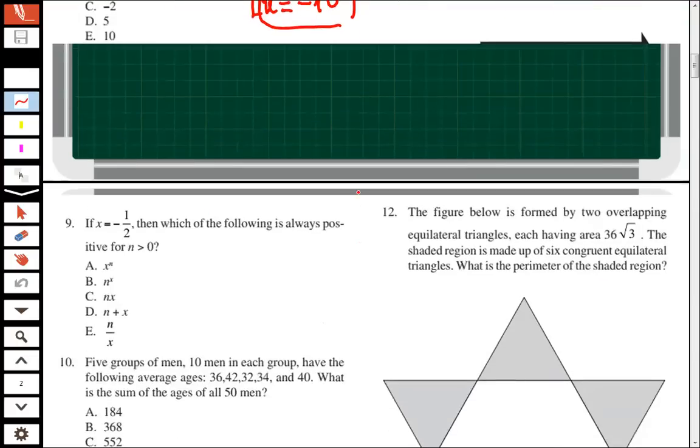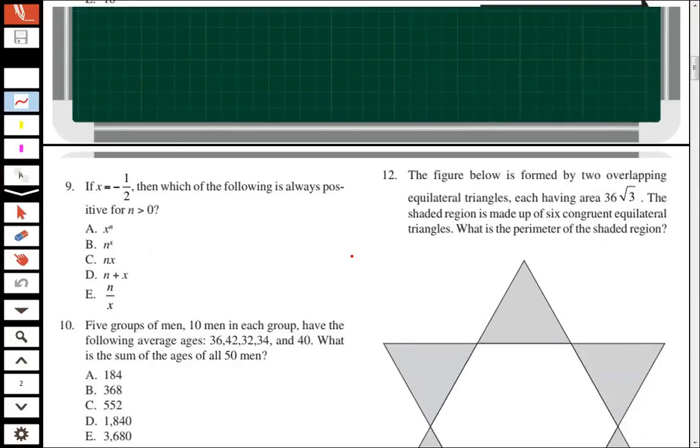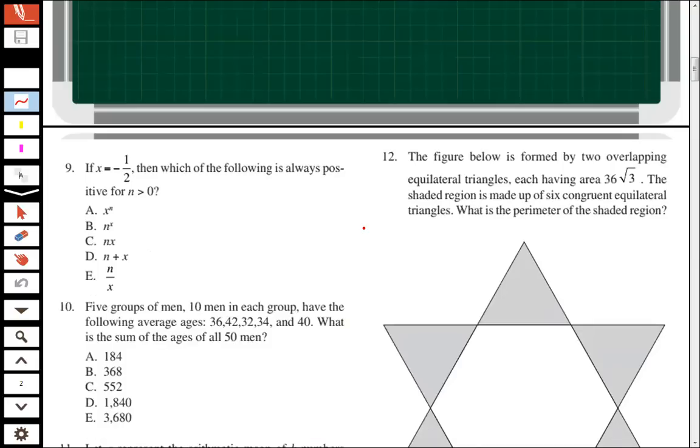The next question is question number 9. If x equals minus 1 over 2, which of the following is always positive for n greater than 0? We substitute x equals minus 1 over 2 into these options. Option A equals (minus 1 over 2) raised to the power n.